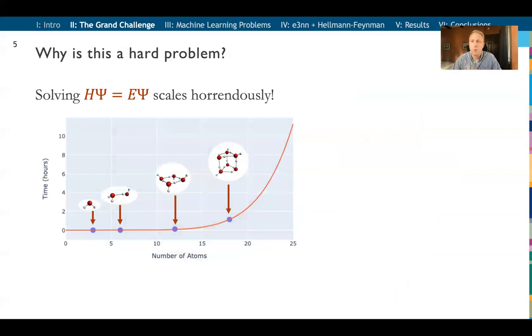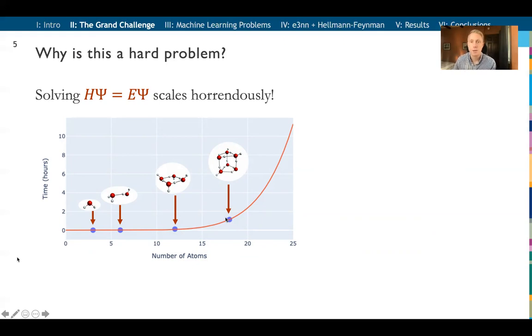So let me quantify what I mean by impossible before I tell you how we're going to try to solve this. By impossible, I mean that this problem of solving Schrodinger's equation scales horribly. So I'm showing a little example here of computing the electron density for progressively bigger sets of water clusters from 1 up to 6. And this is the time it takes me to do this calculation on my laptop. You can see that, for 1 or even 6 water molecules, this isn't so bad. This is about an hour.